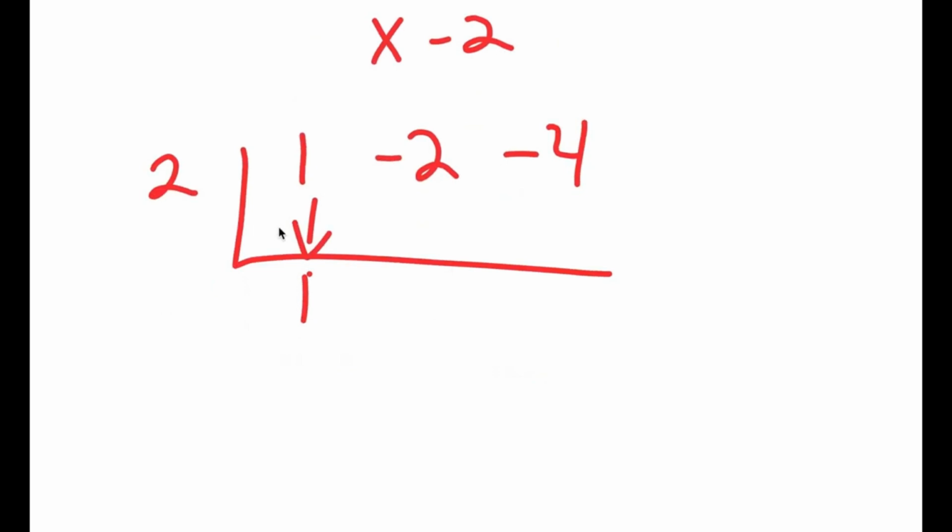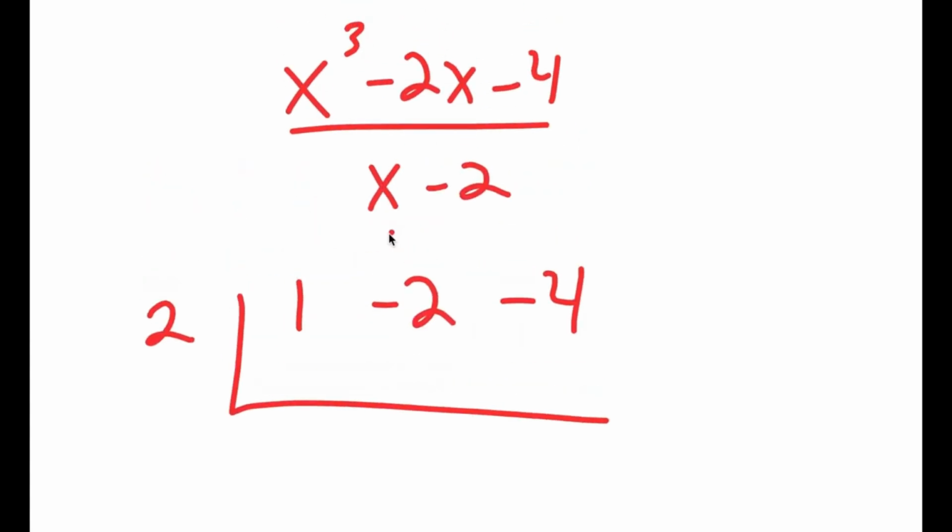I'm going to bring down 1. 2 times 1 is 2. -2 plus 2 is 0. 2 times 0 — sorry, I actually did something wrong. We should have a 0 in here because, remember, we have a missing power of 2. So because there's no power of 2 here, we just put a 0.